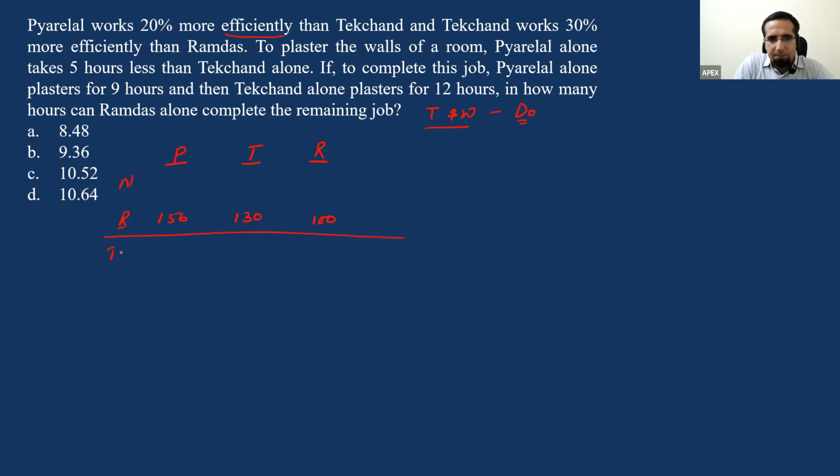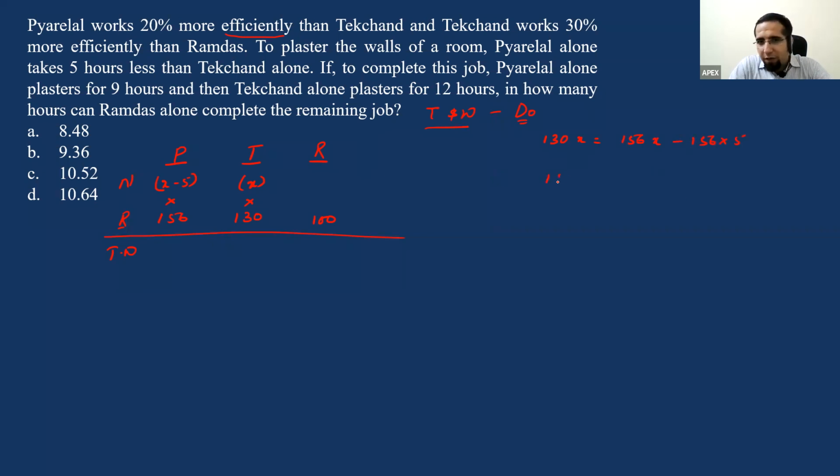Total work. Now what do I have, guys? Pyare Lal alone takes 5 hours less than Tekchand alone. So if this guy takes x, this guy takes x minus 5. Do I have a moving forward game? Yes, I have a moving forward game because I know that total work that both of them are doing is same. So I can equate my total work here. That is 130 into x should be equal to 156 into x minus 156 into 5.